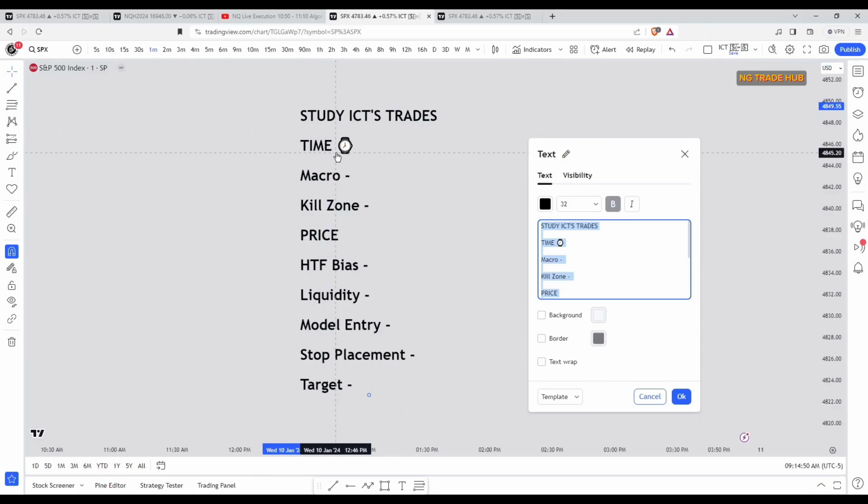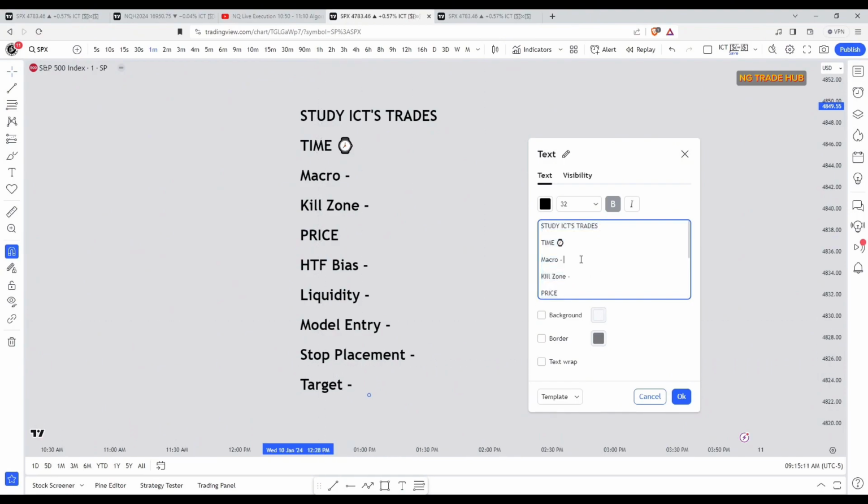You want to focus on the time factor. Is he trading in a macro? We're going to talk a little bit about macros in the next lesson. What kill zone is it? And then price. What's the higher time frame bias? Was liquidity taken? What's the model entry? What is he trading? What is his stop loss placement and why is his stop loss placement there? And where is he targeting and why?